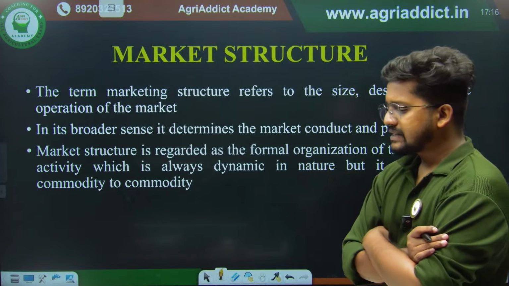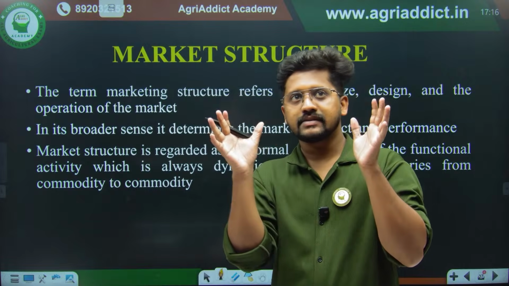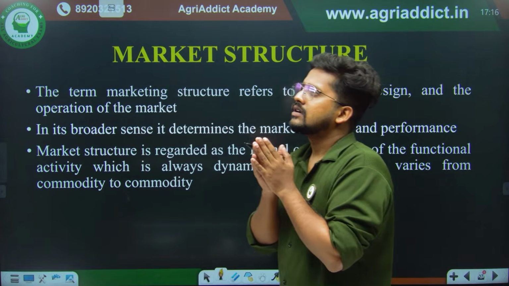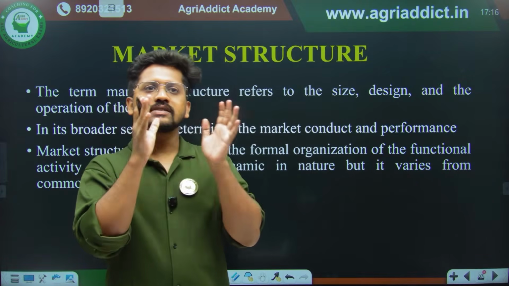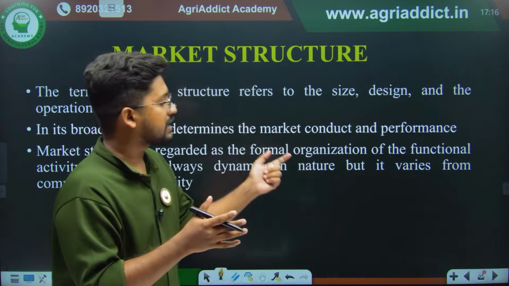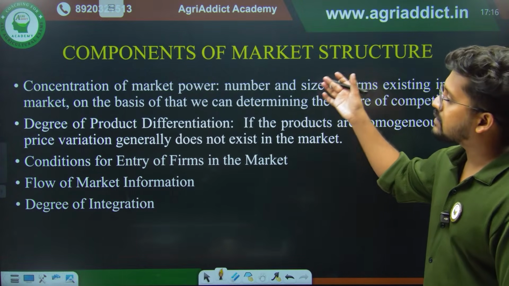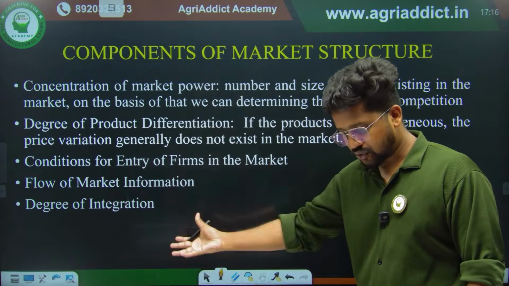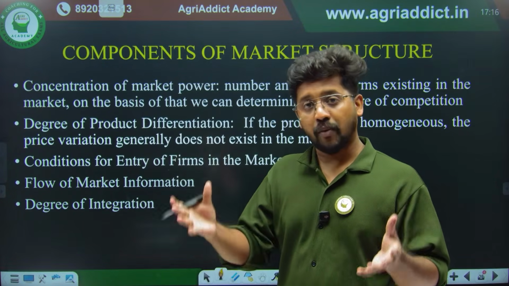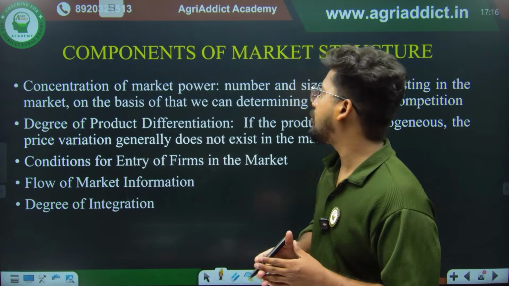So this is the formal organizational setup, like how a market is maintained when I'm going to a market. The structure, the organizational setup, all these things will be coming under this market structure. And there are some components of the market structure. Through these components, you will be understanding how the organization, the size, design, and composition of the market is defined. Okay, so we have some different components of the market structure.